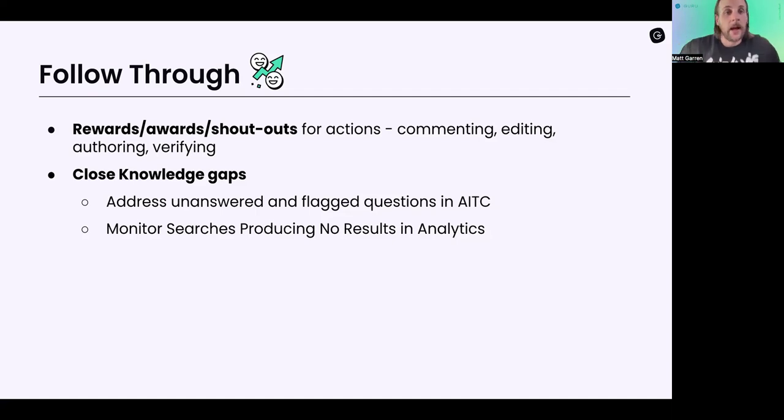Ways to do that with Guru is looking at the unanswered and flagged questions in the AI training center, and also looking at searches producing no results in the analytics dashboards, so that you can see what people are looking for and not finding, what people are asking and getting incorrect answers about or not getting answers at all about. So focus on those areas so that you're making sure that the information that people actually need and are looking for is in Guru and easy to find.